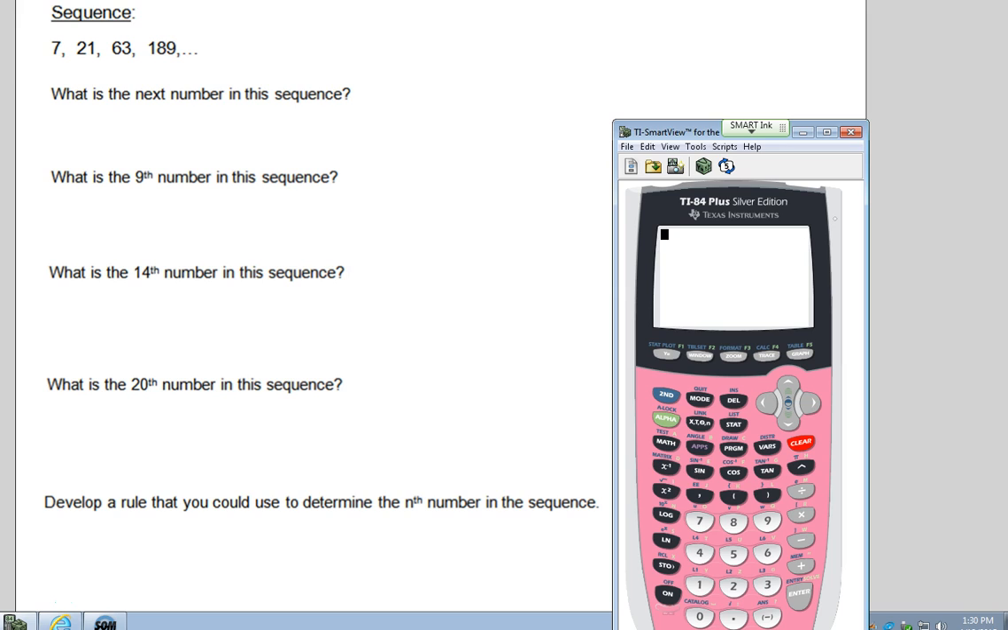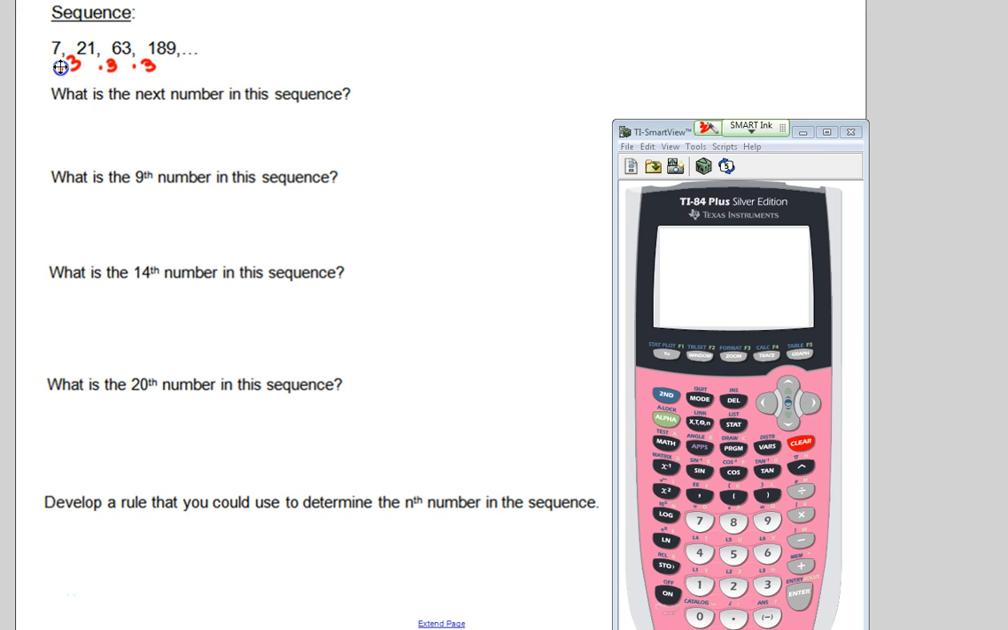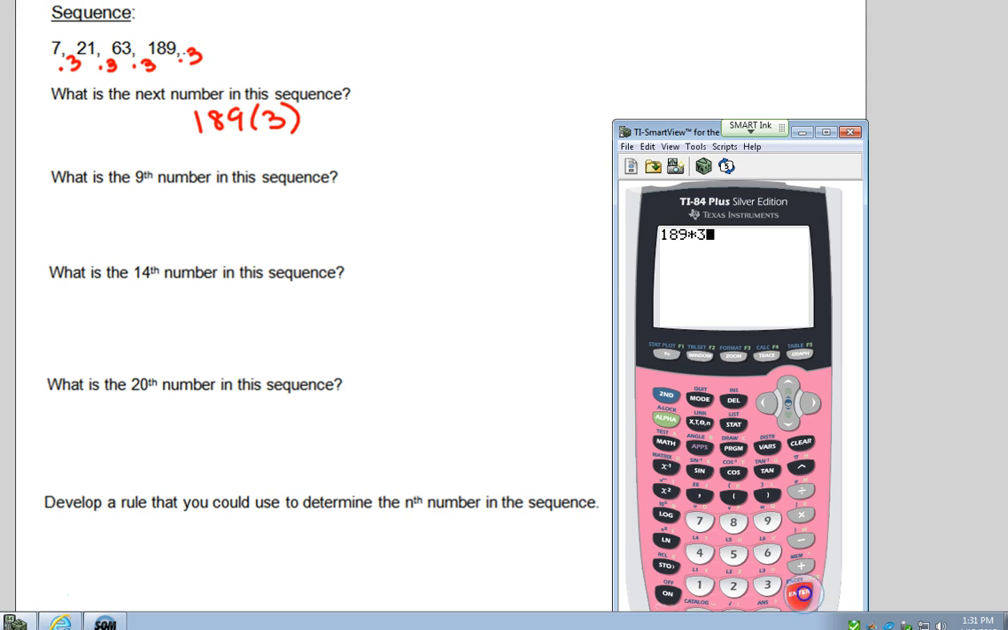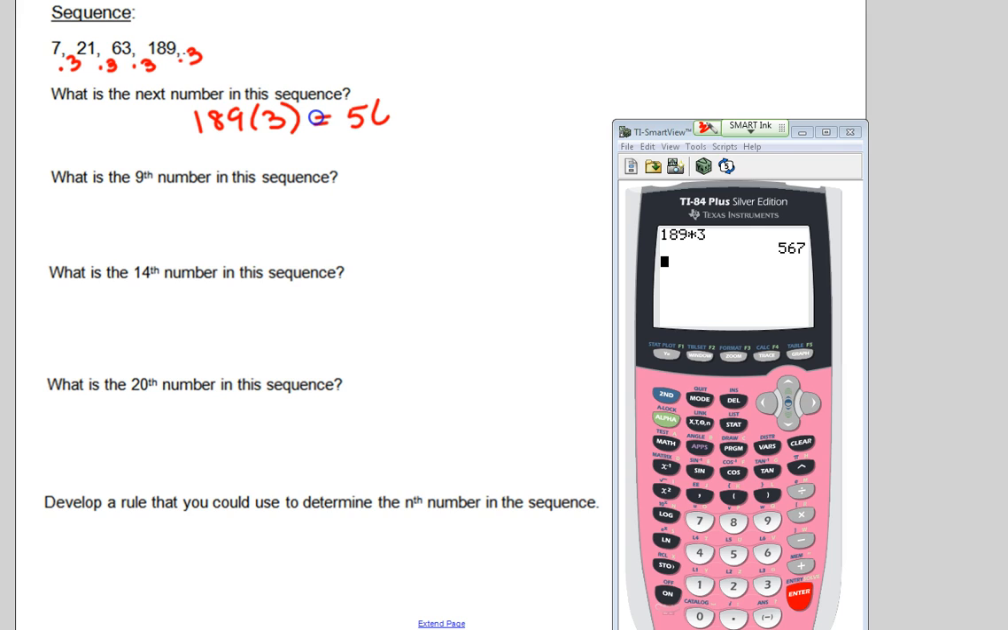So we can also try multiplying. And if we multiply by 3, and we multiply by 3, and we multiply by 3, then that is actually generating our pattern. So we can then figure out that we have to times 3 to get to that next number. And 567 is the next number in our sequence. And again, that is now the 5th number, 1, 2, 3, 4, 5. So again, this is the 5th.